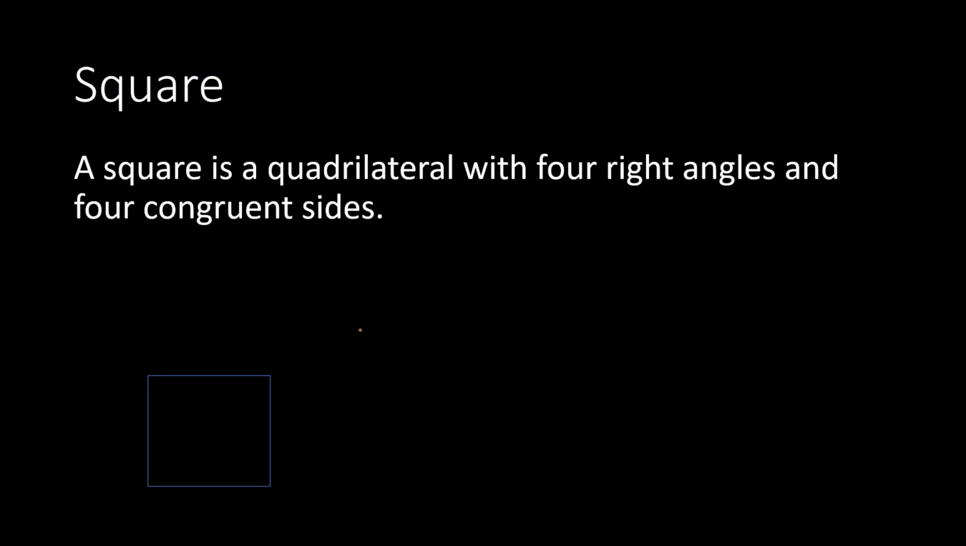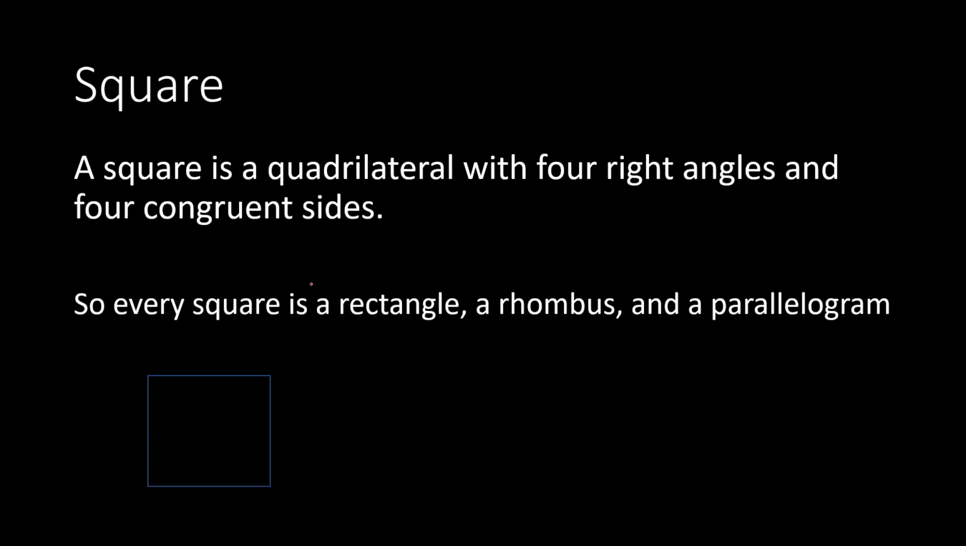The third shape is a square. So a square by definition has 4 right angles and 4 congruent sides. So therefore a square is both a rectangle and a rhombus, as well as a parallelogram, because each of these shapes are parallelograms.